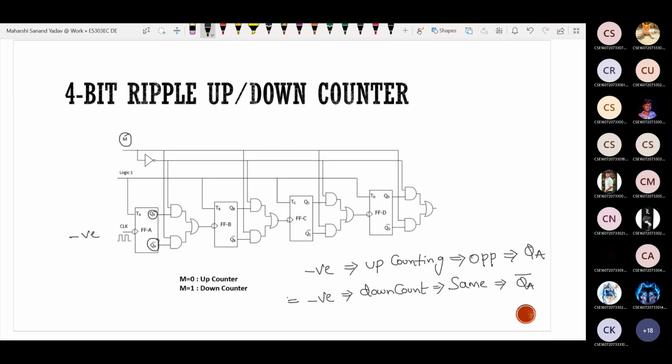Okay, so extra thing for down counting. Here you need to apply m is equal to 0 for up counting and m is equal to 1 for down counting. So that's what I did. If I assume m is equal to 1, this above line will be 1, whereas after passing through the NOT gate, it becomes 0. So this line is 0, this line is 1.